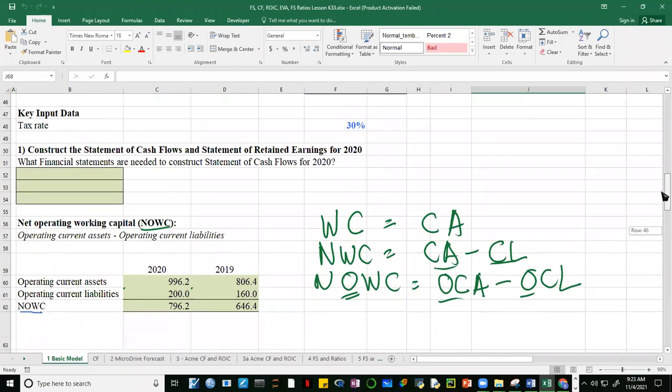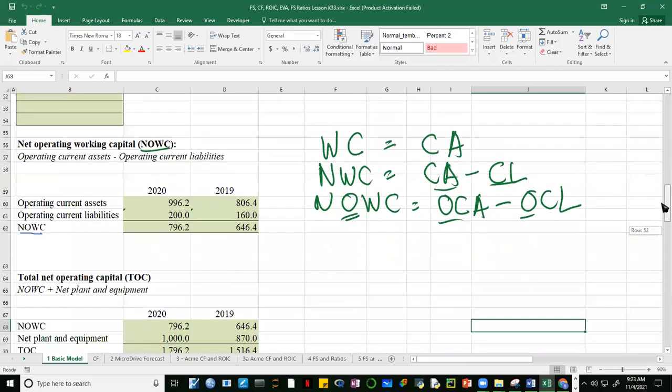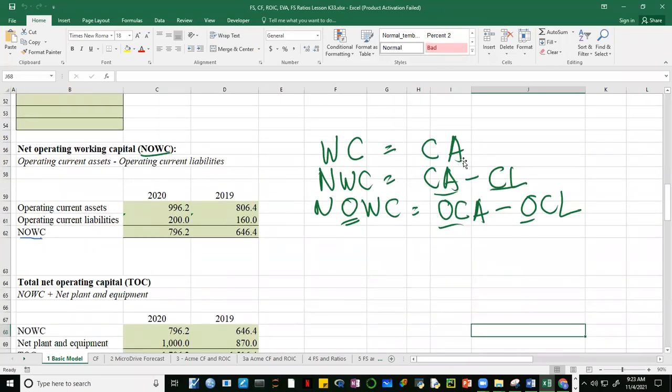Let's have a quick review of what we have discussed so far. We said that working capital is generally considered as the current assets, and the net working capital is simply the difference between your current assets and your current liabilities. However, we came up with another term, NOWC, which is net operating working capital. If you look at the descriptor here, we're interested to know how much operating working capital and operating capital was provided to management.